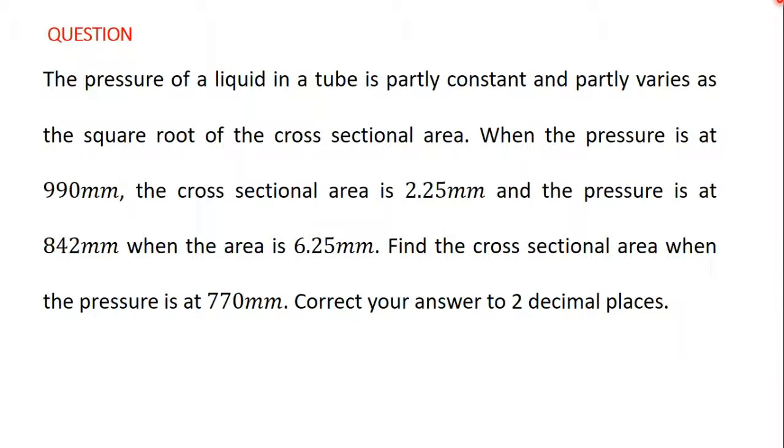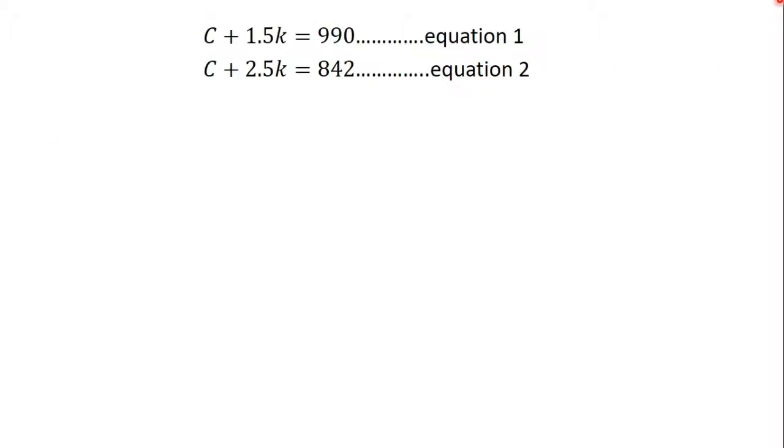Welcome back. We started solving this question in the previous video and we got to this point where we had two equations. The first one is C plus 1.5k is equal to 990, and the second one is C plus 2.5k is equal to 842. And we are going to solve these two equations simultaneously for the values of C and K. We are going to use the elimination method.